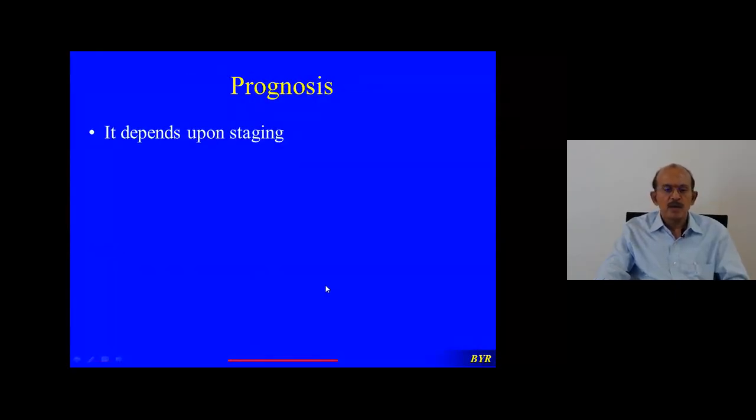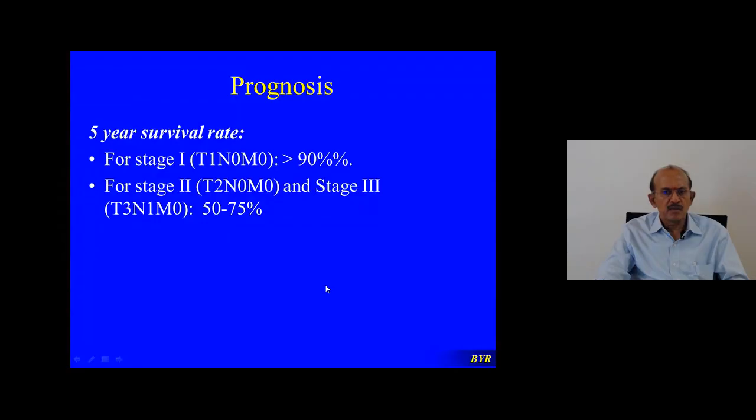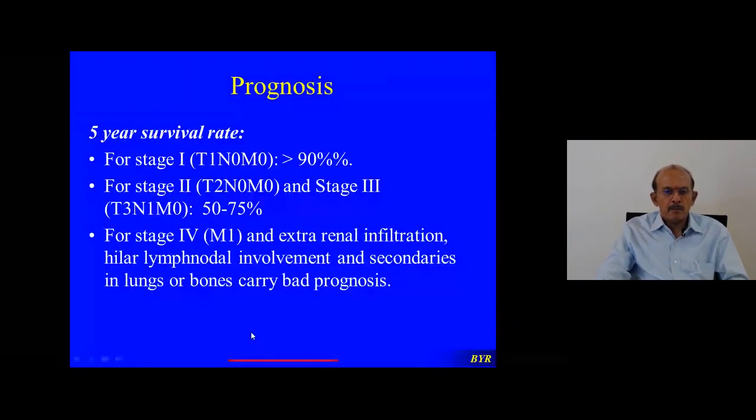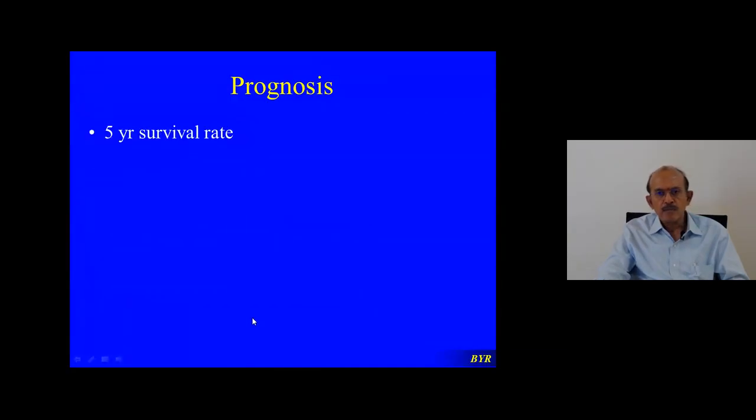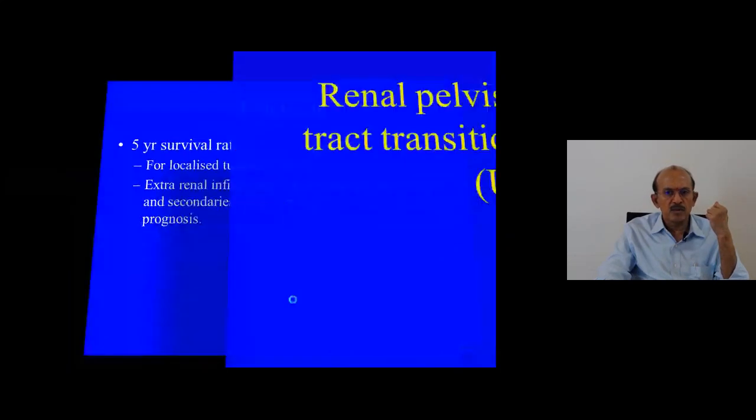Prognosis, it depends upon staging. The 5-year survival rate for stage 1 disease is more than 90%. For stage 2 tumors and stage 3 tumors, it is 50 to 75%. For stage 4 disease and extrarenal infiltration, hilar nodal involvement and secondaries in the lungs or bones, they carry a very bad prognosis. For local tumors, it is 60%, extrarenal infiltration, hilar lymph nodes carry bad prognosis.